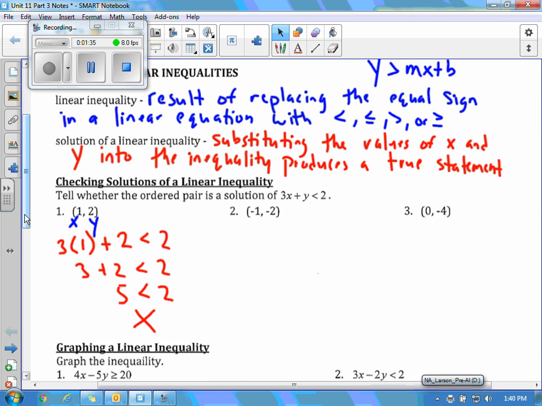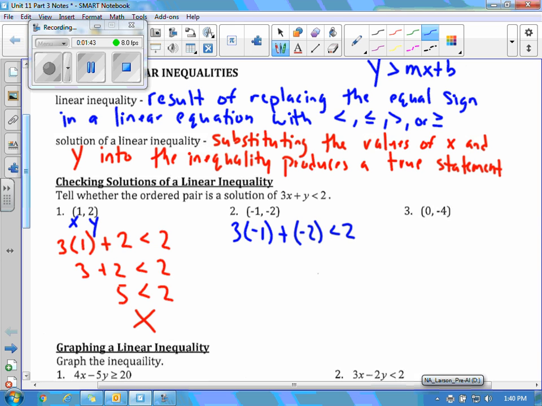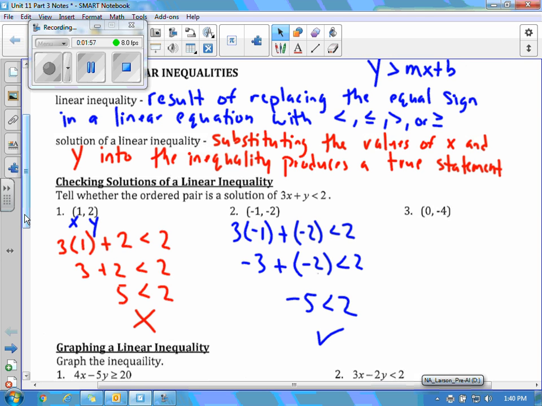For the second one, I'm going to plug in -1 for x, and -2 for y. So 3 times -1 is -3, plus -2 is less than 2. -3 plus -2 is -5. So -5 is less than 2 is a true statement. So I'll let you guys try number 3.